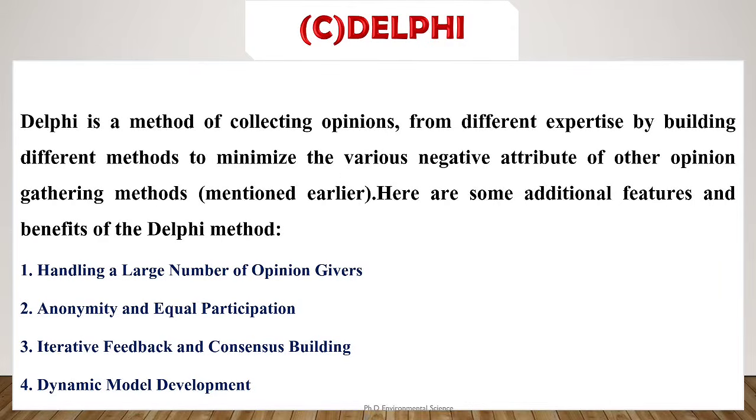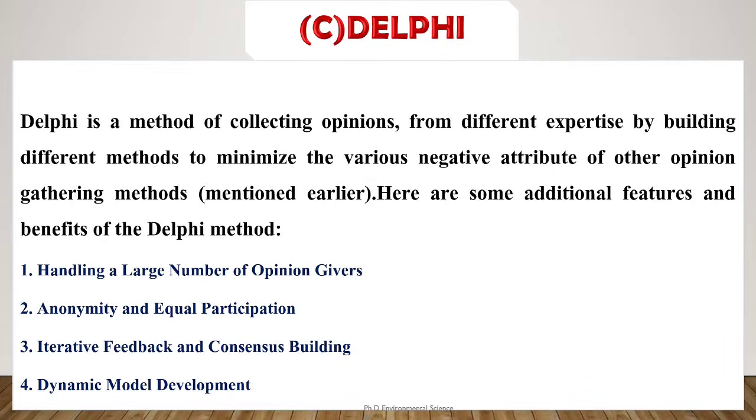Second is anonymity and equal participation. This method offers anonymity to participants, meaning that their identities and opinions are kept confidential. Now, this helps create an equal playing field and reduces biases associated with dominant personalities or influential individuals in the group. Anonymity encourages all the participants to freely express their opinions without fear of repercussions or judgment.